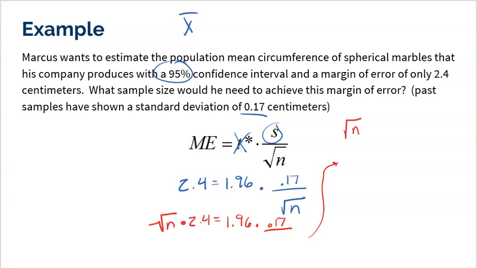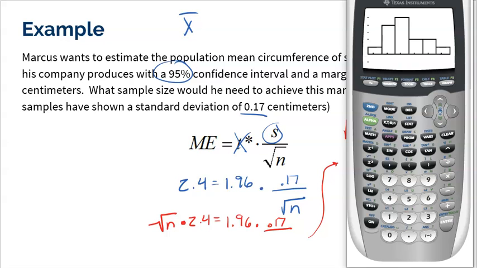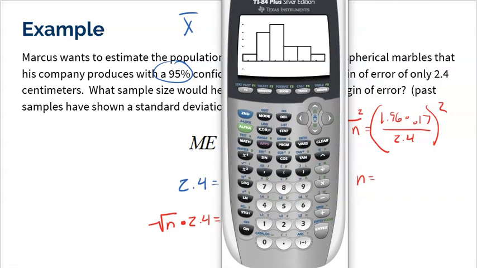So I'm going to take the square root of n, and I now have 1.96 times 0.7 divided by the 2.4. Now, since the square root is only on the n, my final step would be to square both sides completely to solve for n. All right, so I'm actually going to go ahead and do this on the calculator. I mean, that was actually pretty easy math. It wasn't too complicated.